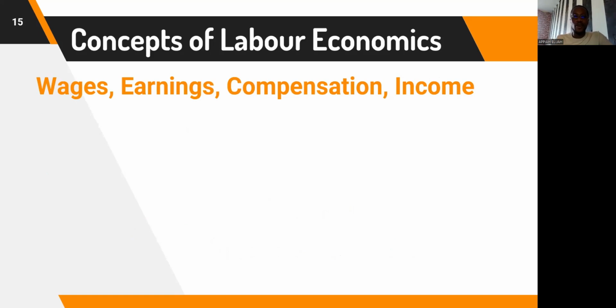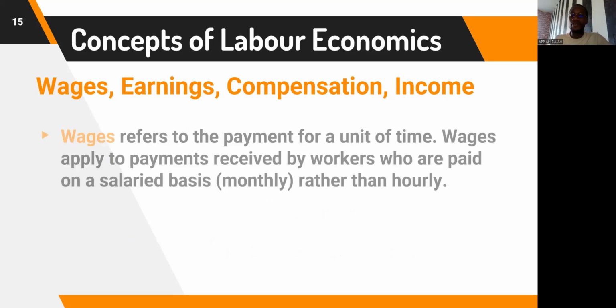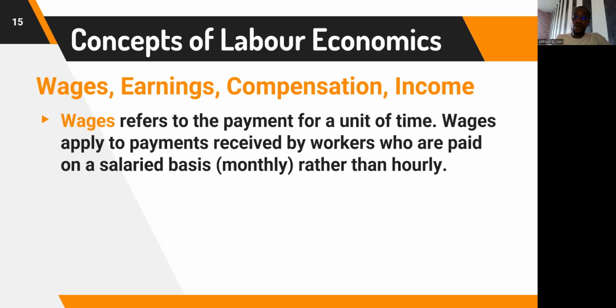And so these are also the concepts: wages, earnings, compensation, and income. When we use the term wages, you need to understand where we are coming from. With earnings, compensation, and income, you're going to understand the differences between them. When we talk about wages, we are referring to payment for a unit of time. So we are looking at a time period, we pay you, that's your wages. Wages apply to payment received by workers who are paid on a salaried basis, so normally it's monthly rather than hourly. If you're receiving hourly pay, it is not wages. If you're receiving monthly salaries, then that is wage.